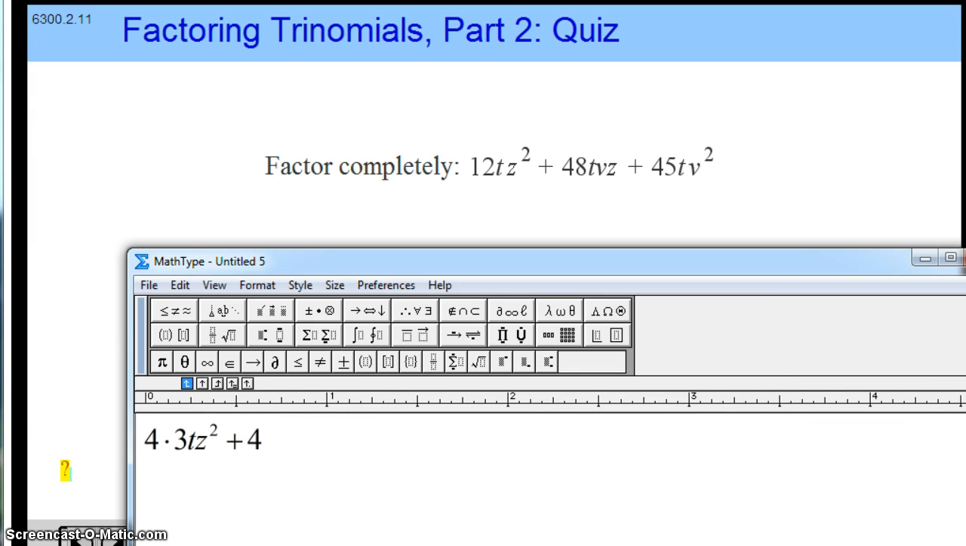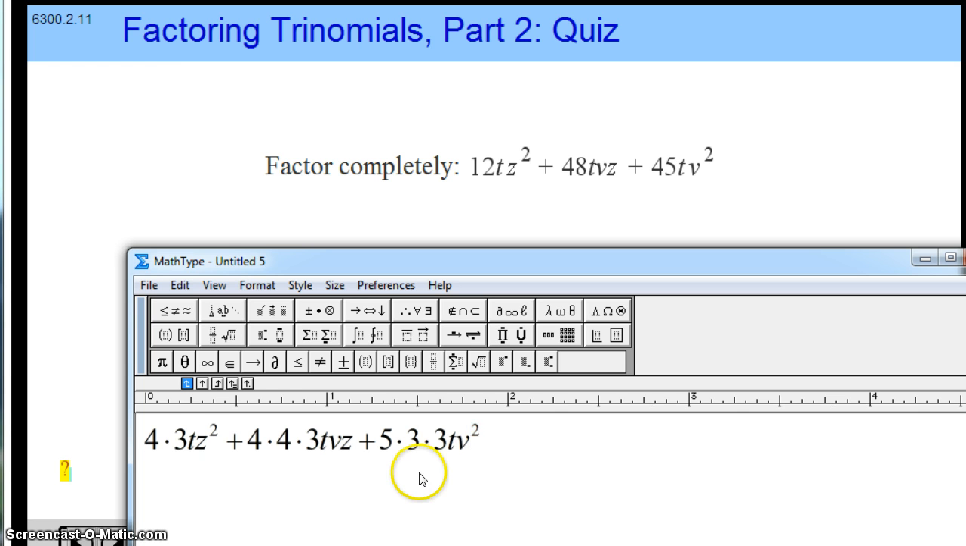So that's actually 4 times 3 tvz plus 45. Well, that's 15 times 3, which is 5 times 3. So we have 5 times 3 times 3 tv squared.